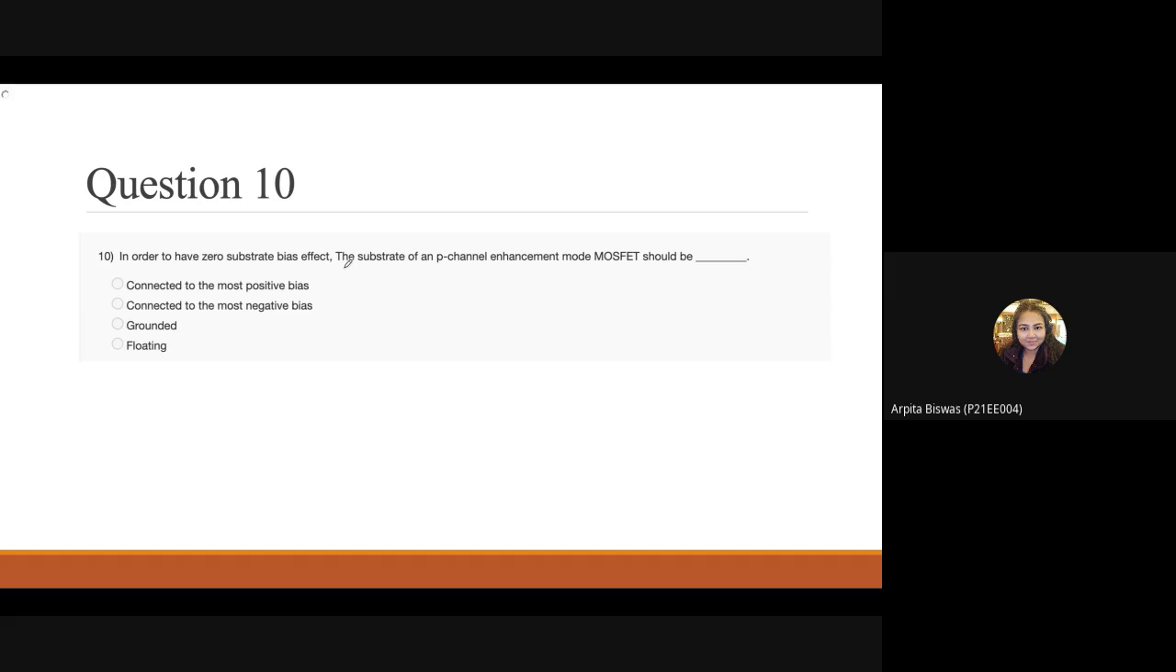In order to have zero substrate bias effect, the substrate of a p-channel enhancement mode MOSFET should be: first option, connected to the most positive bias. Option B, connected to the most negative bias. Option C, grounded. Option D, floating. Option A, ma'am. Connected to the most positive bias. Good.